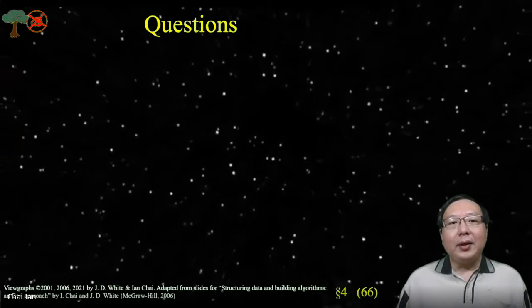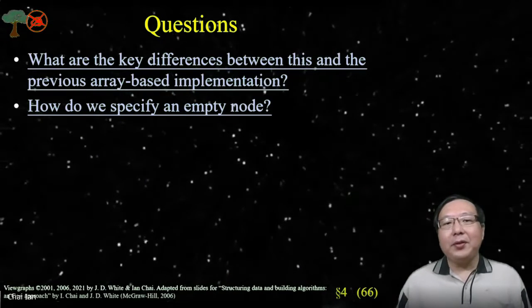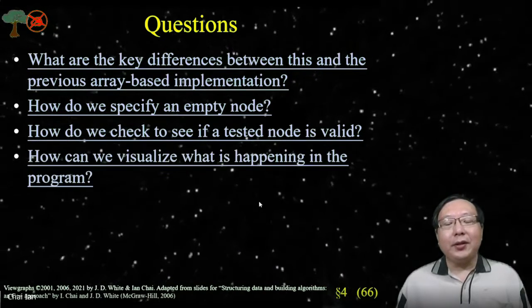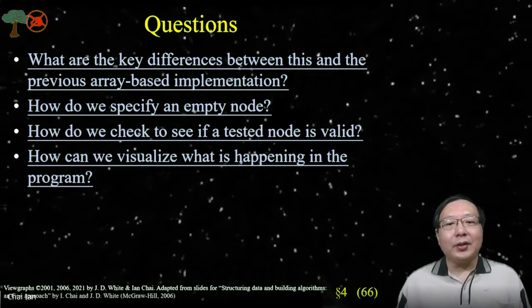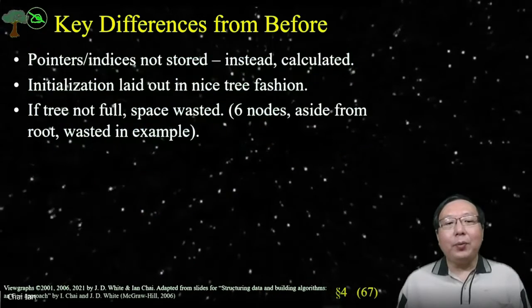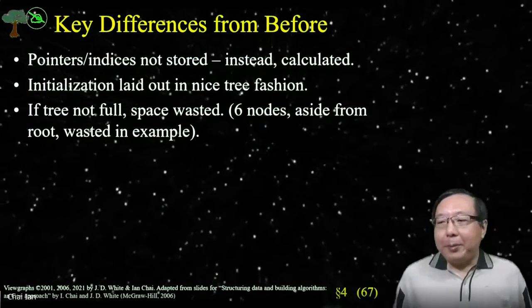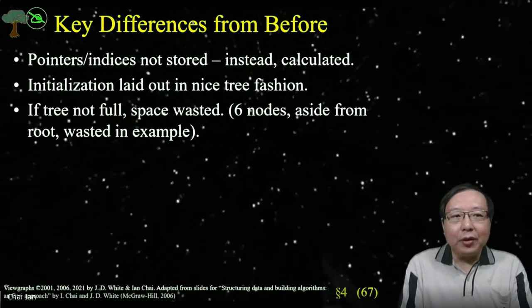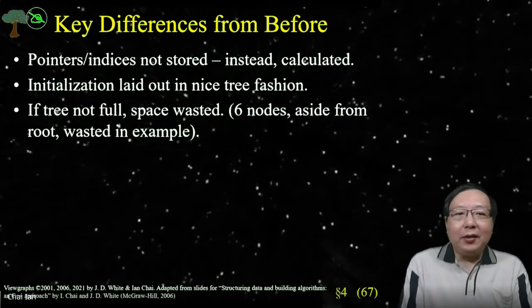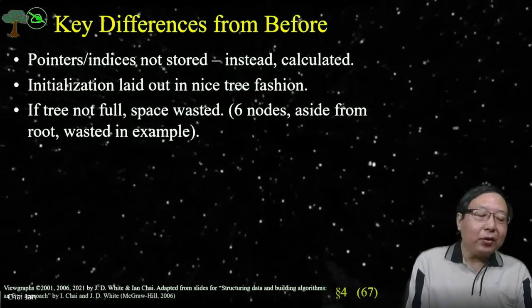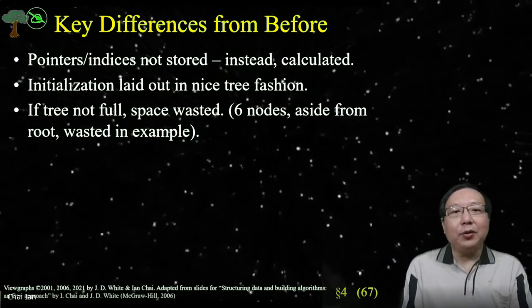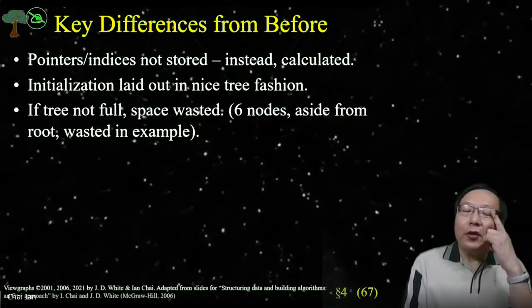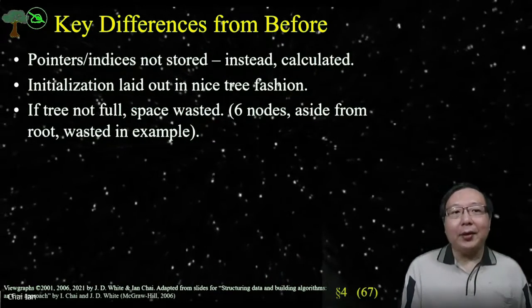So what are the key differences between this and the previous array-based implementation? How do we specify an empty node? How do we check to see if the tested node is valid? And how do we visualize what's happening in the program? And why would we use this method? Now, the big difference between this and the previous array method is that we do not store any indices, and also, unlike the linked list method, we do not store any pointers. Instead, to figure out the left child and right child, we calculate it.